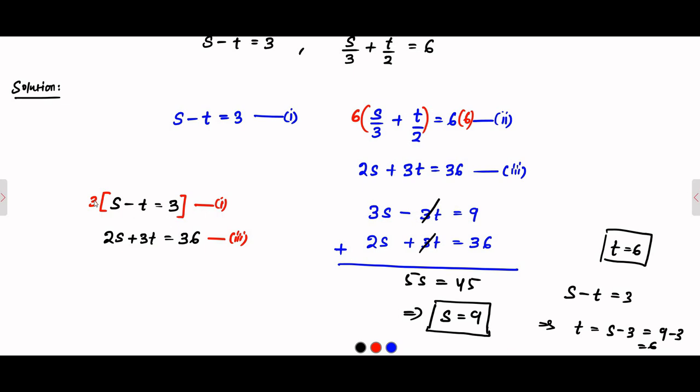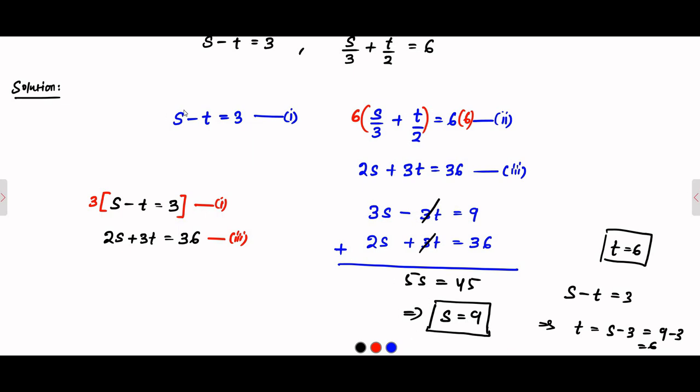Here we multiplied by 3 to make both the coefficients equal, minus 3t plus 3t. Simply we add them, it gets cancelled. So that is the thing. Again here, once we got the value of s is equal to 9, always pick the simple equation to get the value of the other variable, the simplest equation. Here we got s is equal to 9.